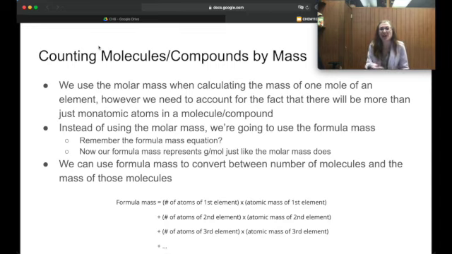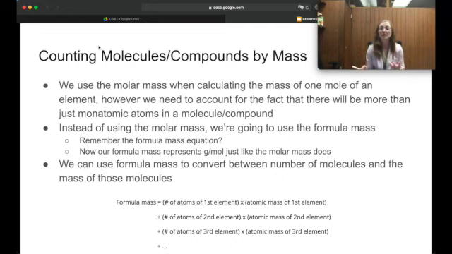However, if we're dealing with a compound rather than just an individual atom, we need to take this into account. We need to take it into consideration. So instead of just using the molar mass, we're actually going to use the formula mass in this equation. So remember, we did the formula mass a little while back. So if you don't remember how to calculate the formula mass, I highly recommend you go back, rewatch the videos, and find the chapter that you need to be rereading through and check that out.